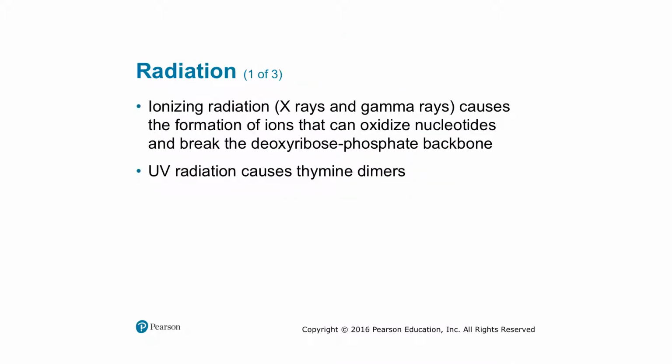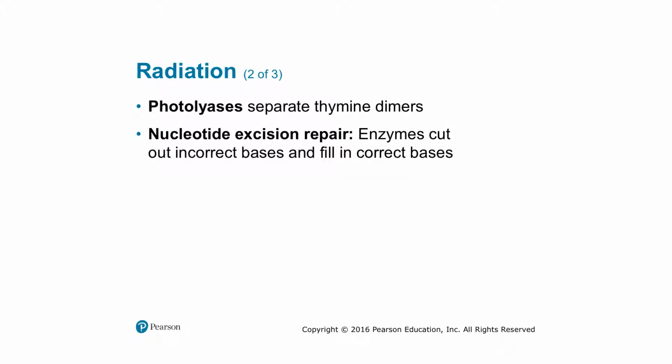And so radiation can also cause mutations. Ionizing radiation, X-rays, and gamma rays cause the formation of ions that can oxidize nucleotides and break the deoxyribose phosphate backbone. UV radiation can also cause thymine dimers, and we're very familiar here in South Florida with UV radiation. Photolyases are going to separate those thymine dimers, and nucleotide excision repair is where enzymes are going to cut out incorrect bases and fill in the correct bases.